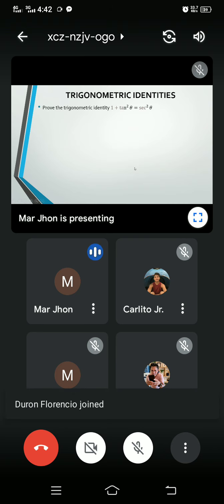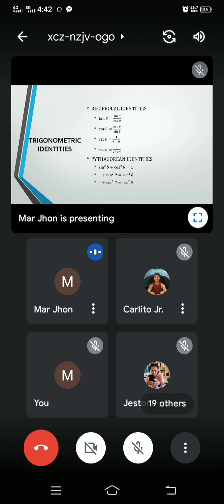Then so let's have an example. Prove the trigonometric identity 1 plus tangent squared theta is equal to secant squared theta. So i-prove lang nato. Pero from this one is naa na siya. So they are equal. So pwede nimo siya ingon nga 1 plus tangent squared theta is equal to secant squared theta.